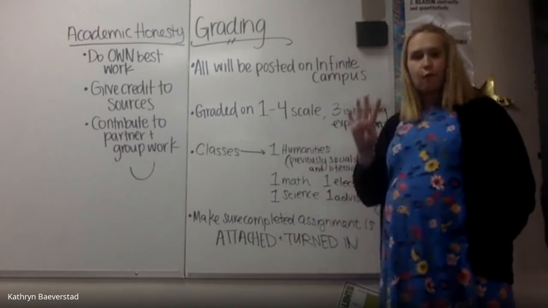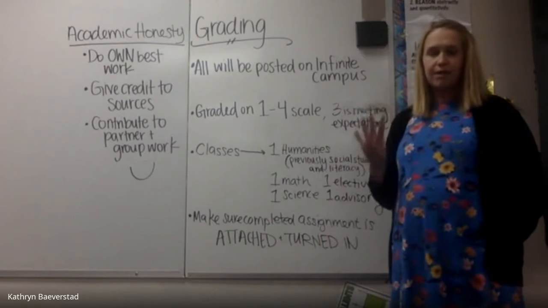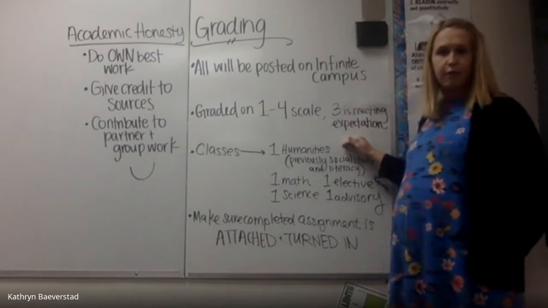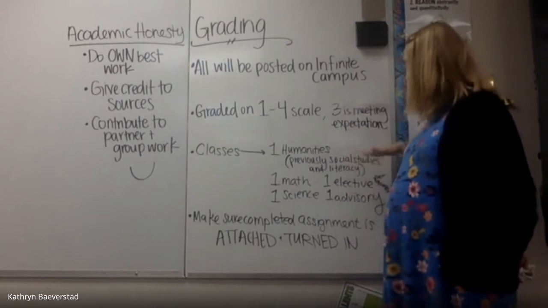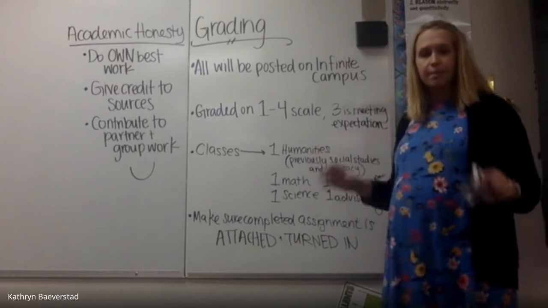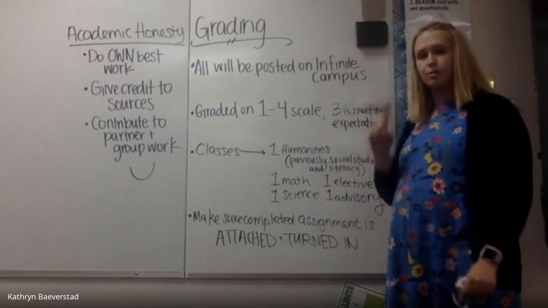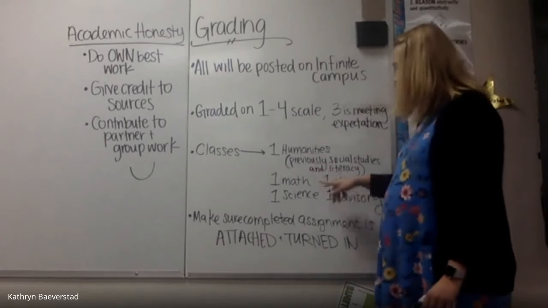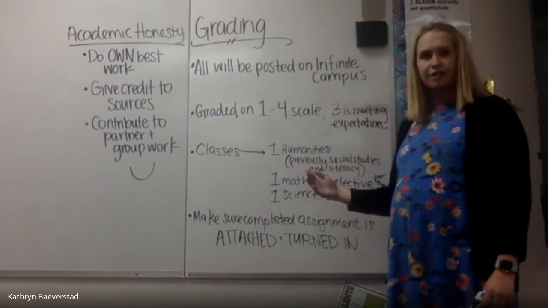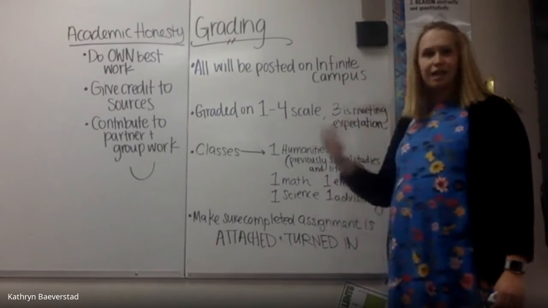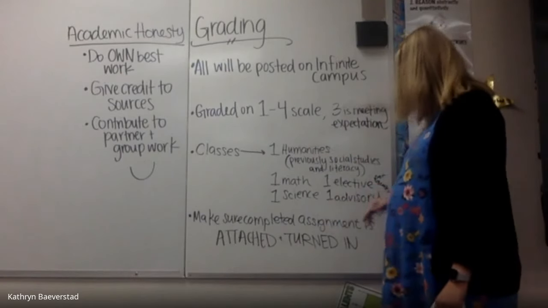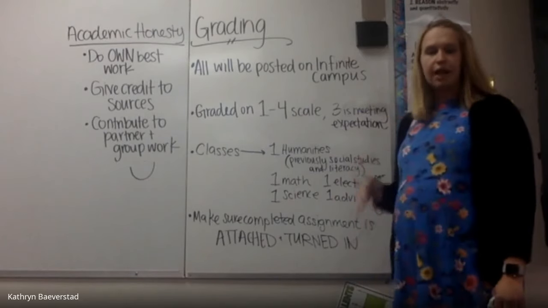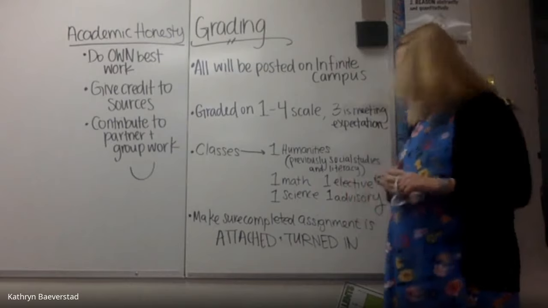You will have 4 classes that you will engage with each quarter. So 1 humanities class that will be for the full year. It used to be social studies and literacy as 2 separate classes, but now they have combined into 1 humanities class that you will have for the entire 7th grade school year. 1 math class for the entire 7th grade school year. 1 science class for the entire 7th grade school year. 1 elective per quarter. And 1 advisory class that you will have for the full school year.